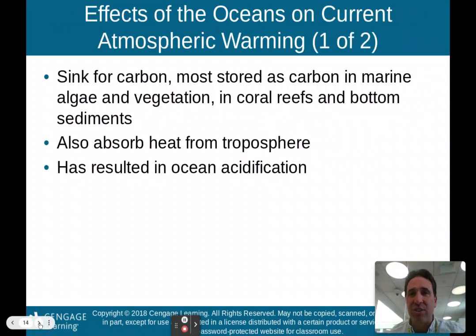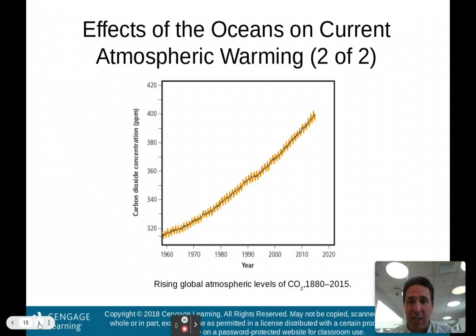The effects of oceans on current atmospheric warming. Well, oceans are a sink for carbon, right? We went through this in a previous unit. Most is stored as carbon in marine algae and vegetation, or in coral reefs and bottom sediments. Oceans also absorbed heat from the troposphere. This has resulted in ocean acidification. And how do we know? Because we've seen the corals get bleached, right? We spoke about this in a previous unit. The corals are dying because, again, too much of the carbon is being stored.